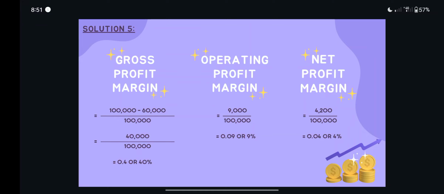Lastly, net profit margin: the net income for this is 4,200 over the sales revenue, which is 100,000. The final answer is 0.04 or 4%.